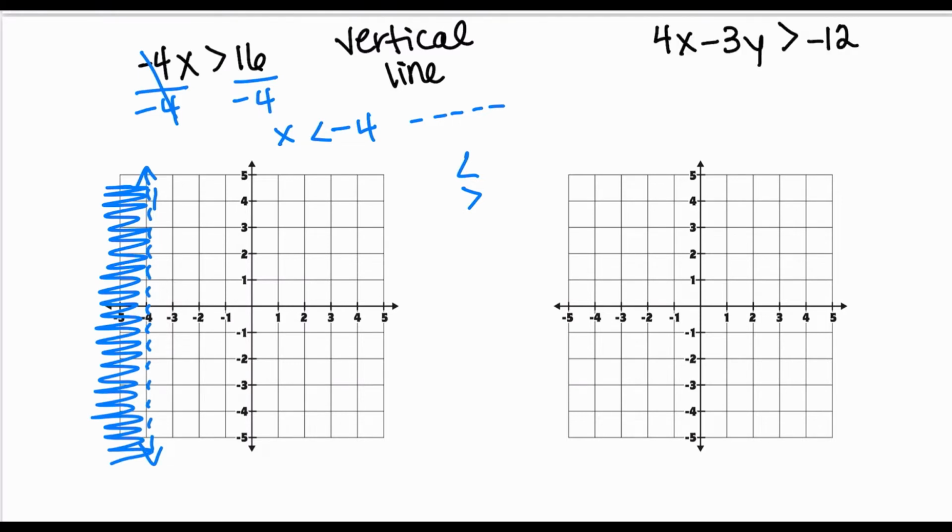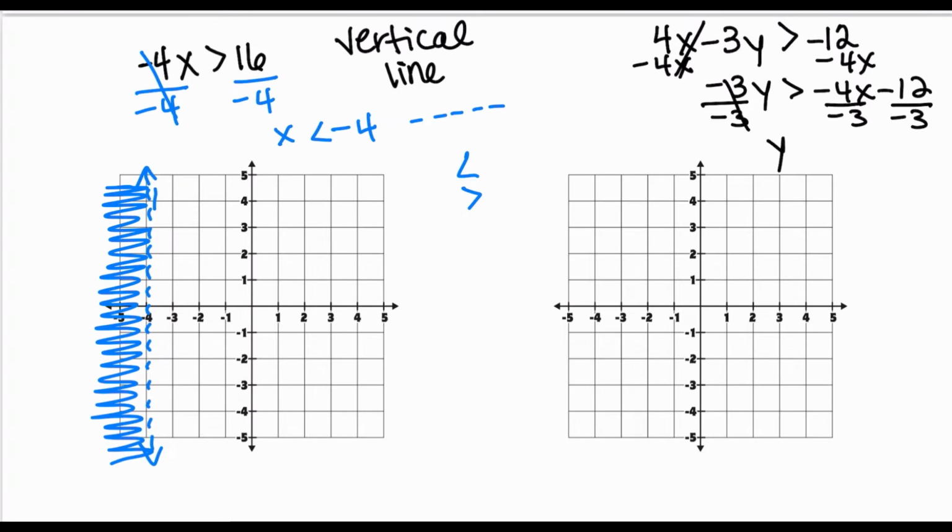In this next problem, we have 4x minus 3y is greater than negative 12. Before I can actually graph it, I'm going to have to first get the y by itself. So I'm going to subtract 4x from both sides. When I do so, the inequality does not change because I'm not dividing right now by a negative number or multiplying by a negative number. I just subtracted. But now when I'm going to go ahead and divide everything by negative 3, this is when now I am going to have to switch the inequality because I divided by a negative.